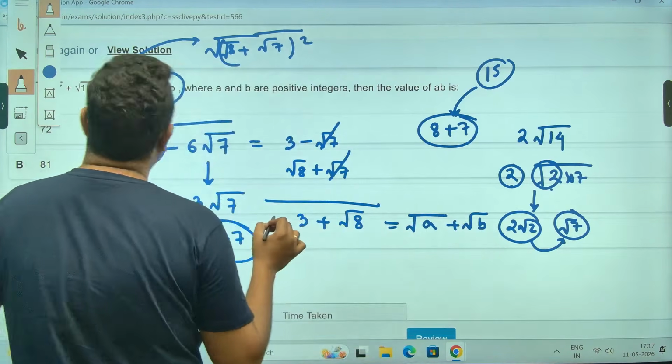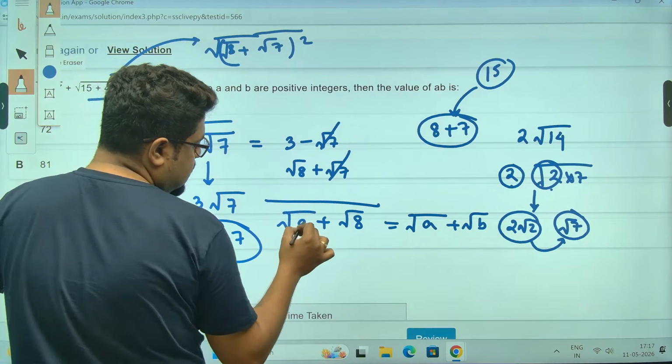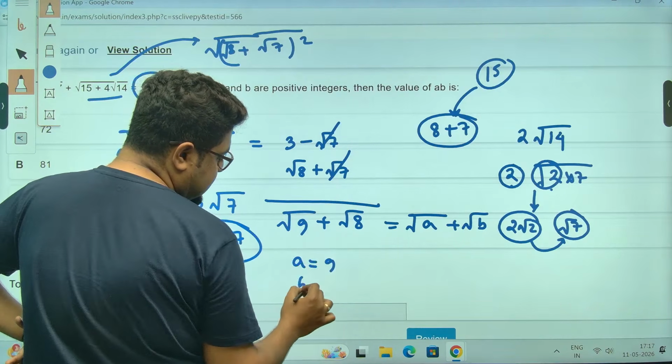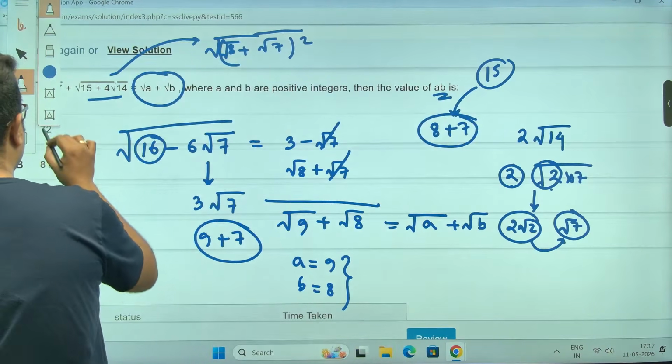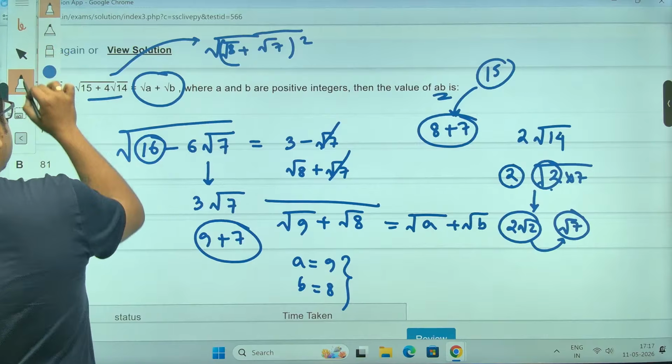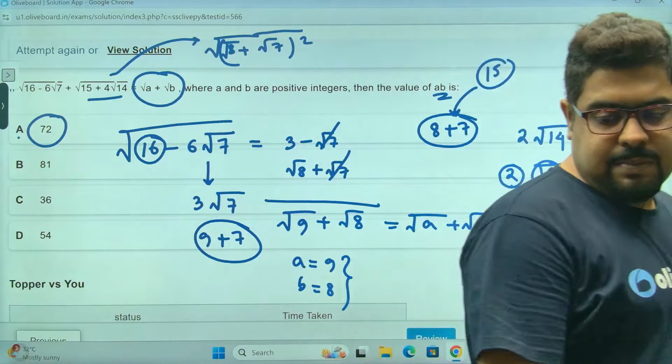Do one thing, sir. This 3, you write as root 9. So A is 9, B is 8, sir. What they're asking? Value of AB. 8 9s are 72. Sir, 72 I can see that is there in option number A, sir.